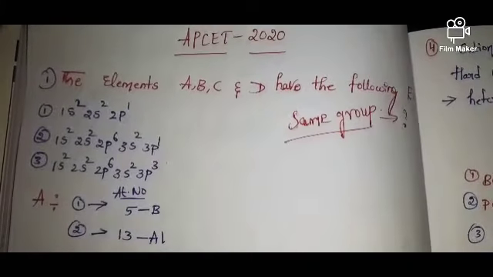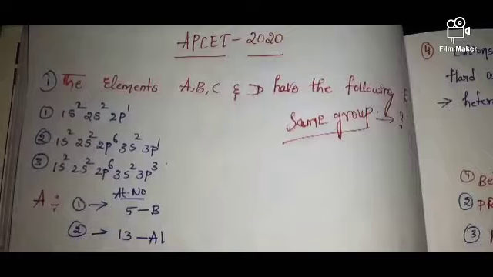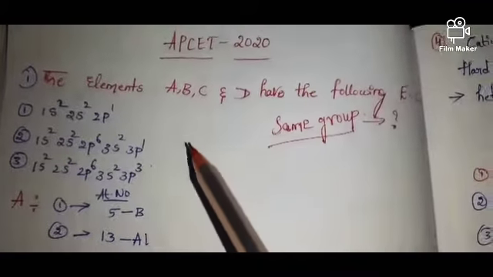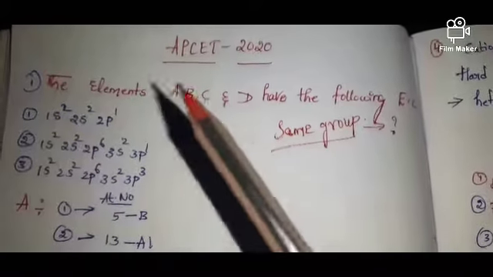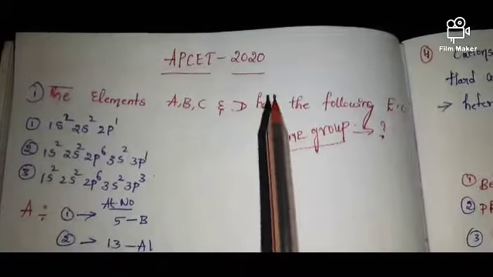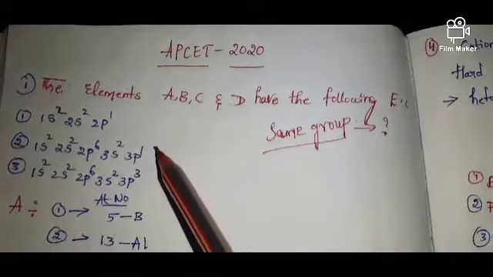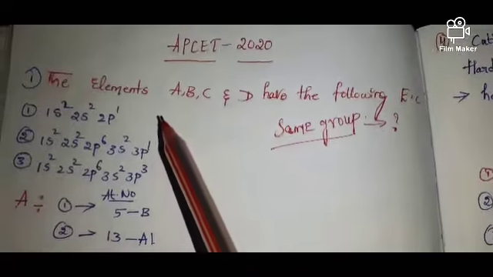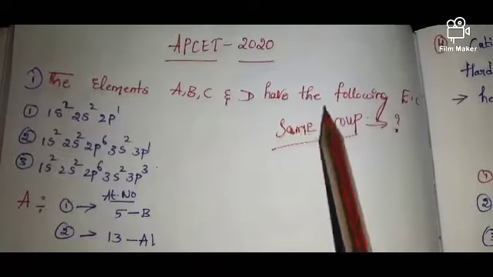Today we are going to discuss some of the questions asked in APSET 2020. Okay friends, let us start. First question: the elements A, B, C, D have the following electronic configuration. Here they have given the electronic configuration, so based on it we have to find the elements which belong to the same group.